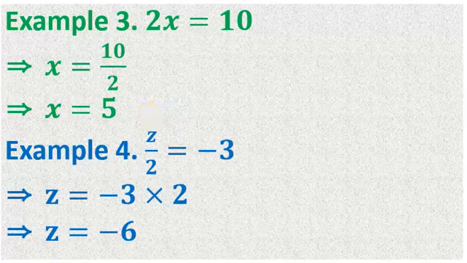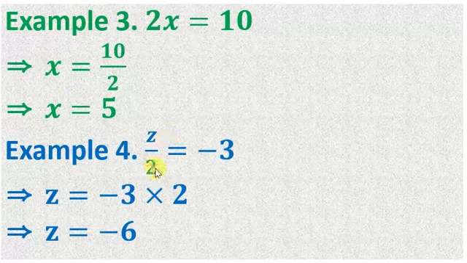Now we will try to solve one more example, that is example 4, z by 2 is equal to minus 3. Here is another situation, that is the variable is divided by some quantity. So we have to vanish this quantity which is dividing the variable. Whenever some quantity is dividing the variable, it will go only when we multiply the side by the same quantity. That means we have to multiply the left hand side of this equation by 2. Not only the left hand side but also the right hand side, when we multiply this equation by 2, what will happen?